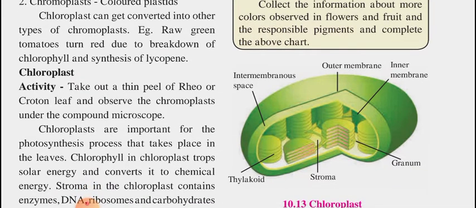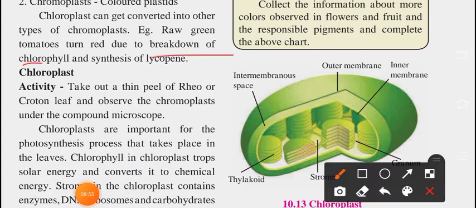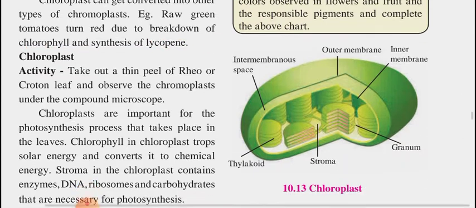Example, raw green tomatoes turn red due to breakdown of chlorophyll and synthesis of lycopene. Obviously we all know the tomato's starting color is green, and afterwards it gets converted into red. So we can say this is breakdown of chlorophyll and synthesis of lycopene. Okay, so next is chloroplast.